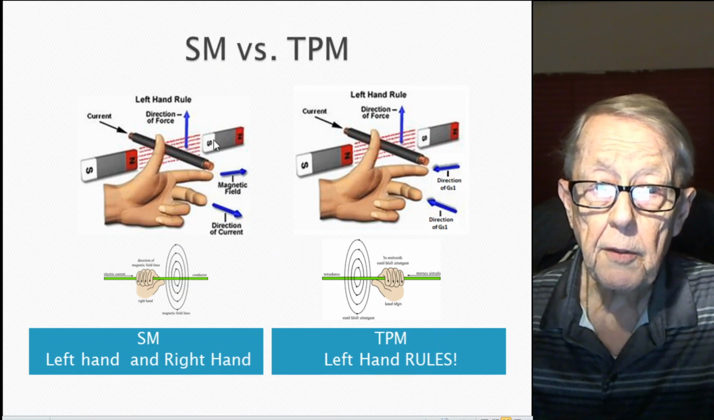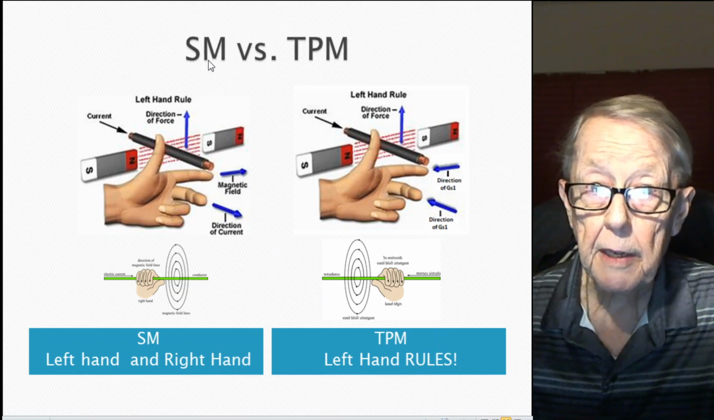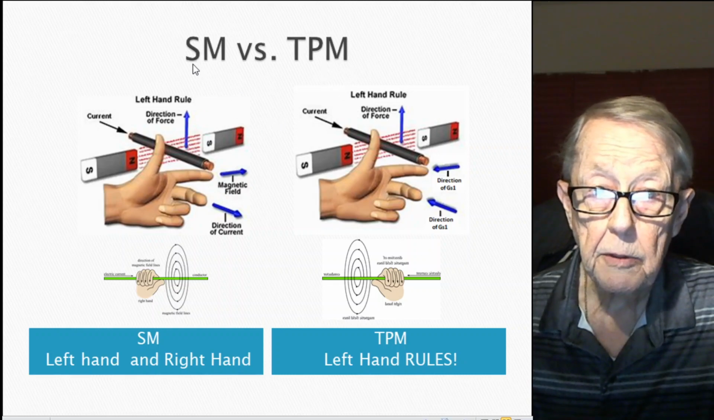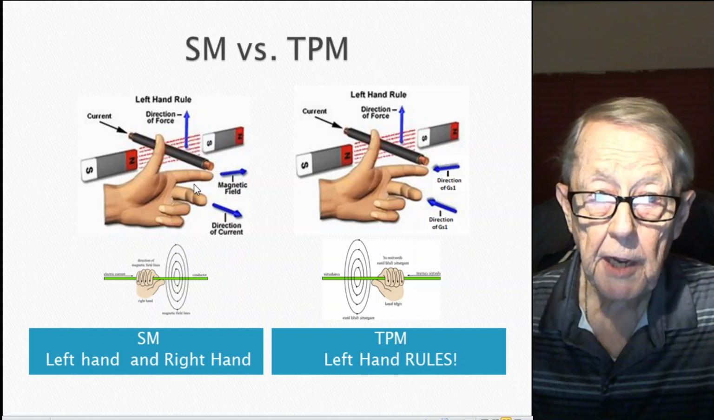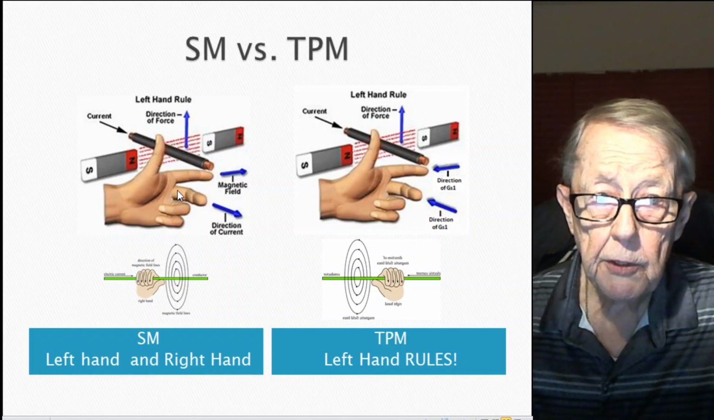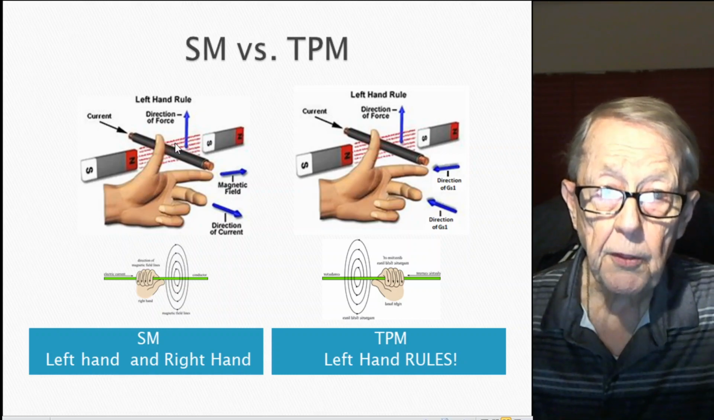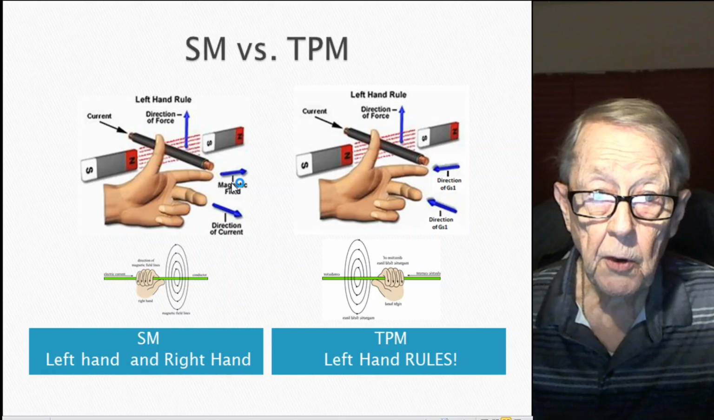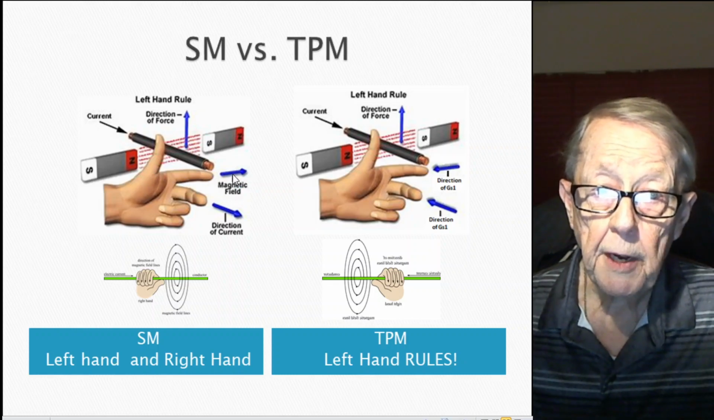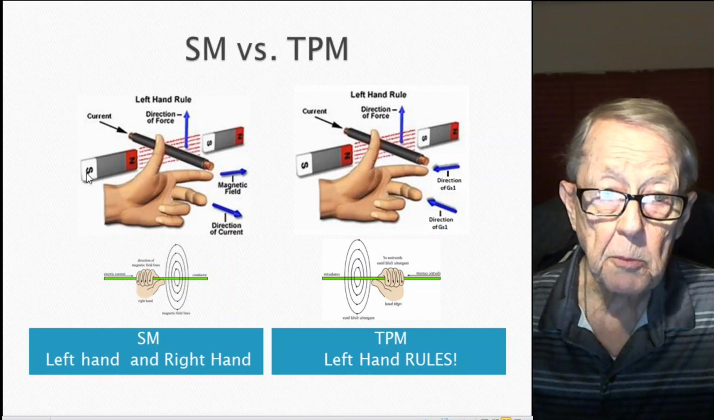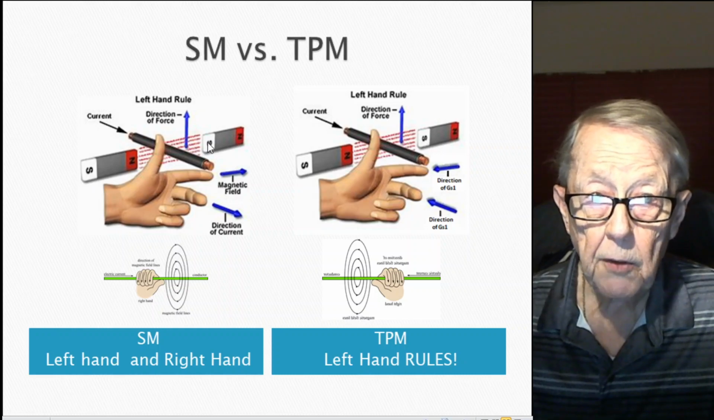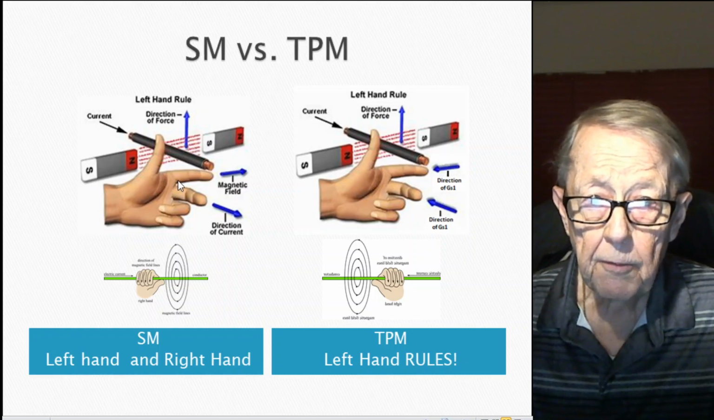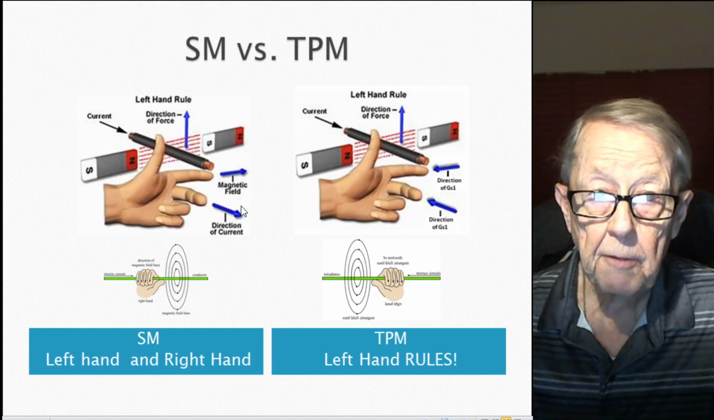Okay, so let's compare the rules that the standard model uses and the particle model uses. This is a typical drawing of a hand and two magnets, and you point your finger in one direction and your middle finger at right angles to it, and your thumb will point up. So the index finger is pointing in the direction of the magnetic field. In the standard model, the magnetic field goes from the south to the north through the gap, again south to north and around. Index finger in the direction of the magnetic field.